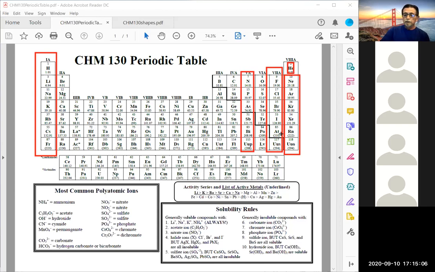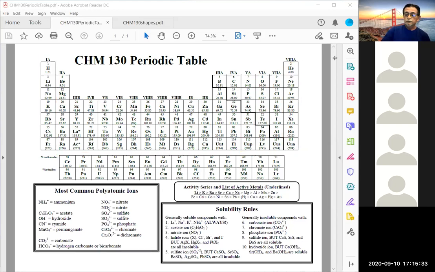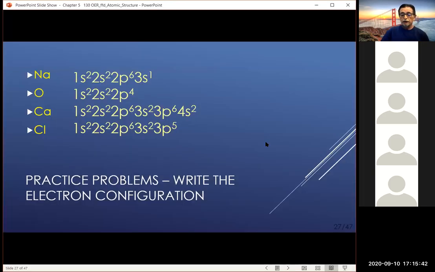Okay? Now, we can only say this trend for the A groups, the 1A all the way to 8A. The B groups, these in here, not so much. They vary as far as how many electrons they lose and gain. But much more on that much later on. So let's go back to the element. All right, so that's the electron configuration of different elements. Practice writing the electron configuration.